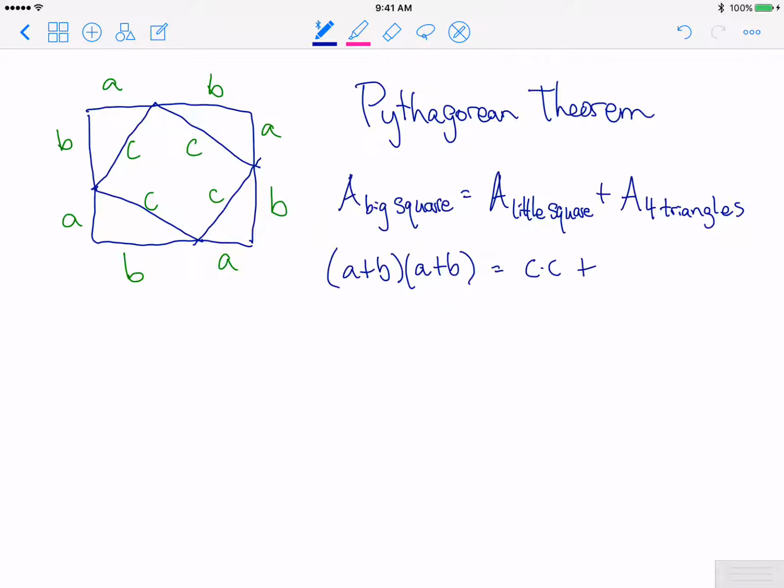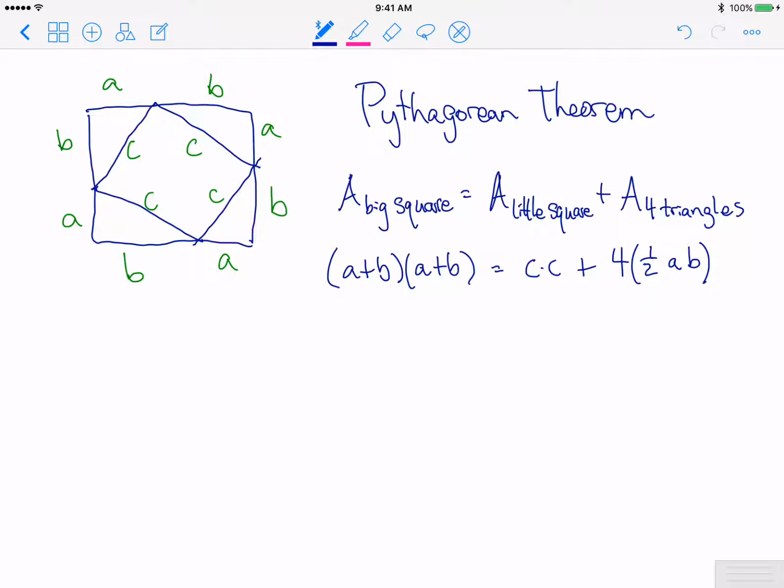We want to add to that the area of the four triangles, where the area of each triangle is going to be 1/2 the base times the height. So we're going to want 4 times the area of one triangle, which is going to be 1/2 the base, which is going to be a, times the height, which is going to be b. And we want to show that these two expressions are indeed equal.